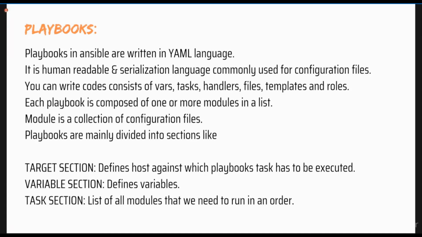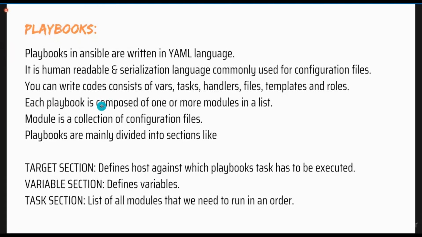And the last section is your task section. Task section means what needs to be executed. Target section means on which machine you are going to execute. Task section means what you are going to execute. That's the only difference. Target means on which machine you are going to execute. Task means what you are going to execute. Is it clear? And variable means you can vary the value as per the different requirements. So this is the basic information about playbooks. Are we clear what exactly playbooks are? Don't we have any doubts?